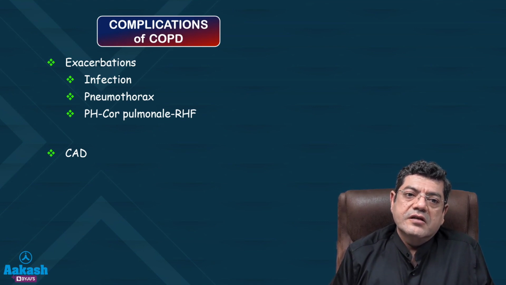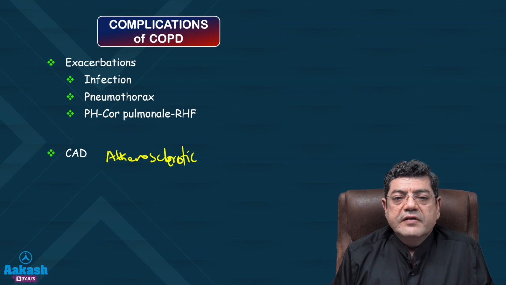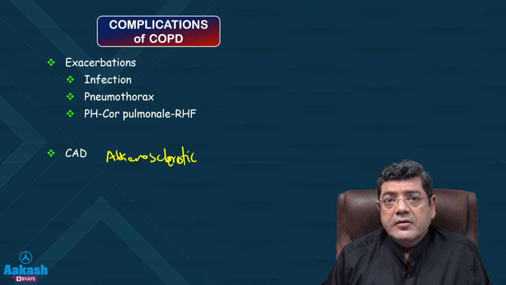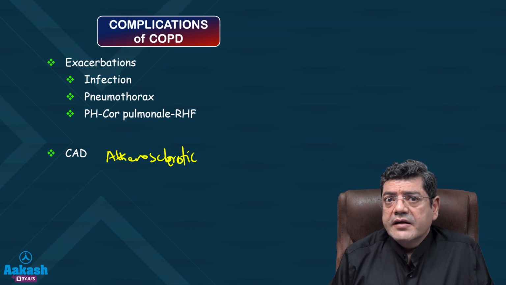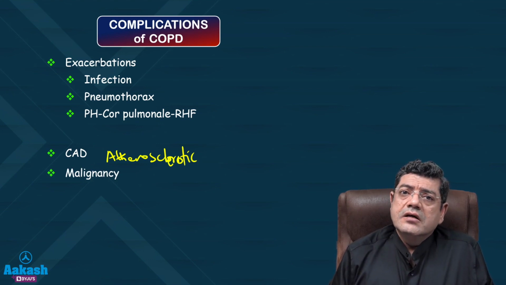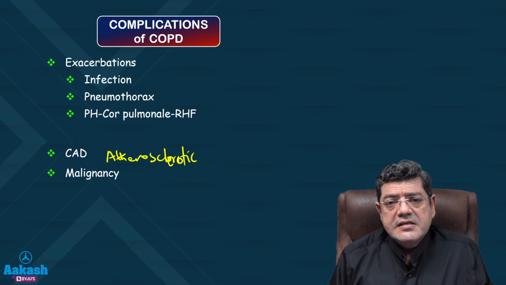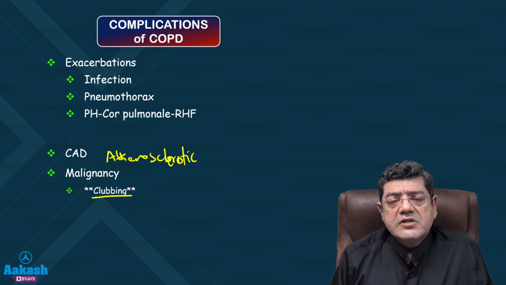These patients are therefore prone to atherosclerotic coronary artery disease, even if they have stopped smoking, right? That's another problem. Another complication of COPD that we discussed some time back is the development of a malignancy. What all can alert you to the development of a malignancy in a COPD patient? One thing that I mentioned some time back was digital clubbing.